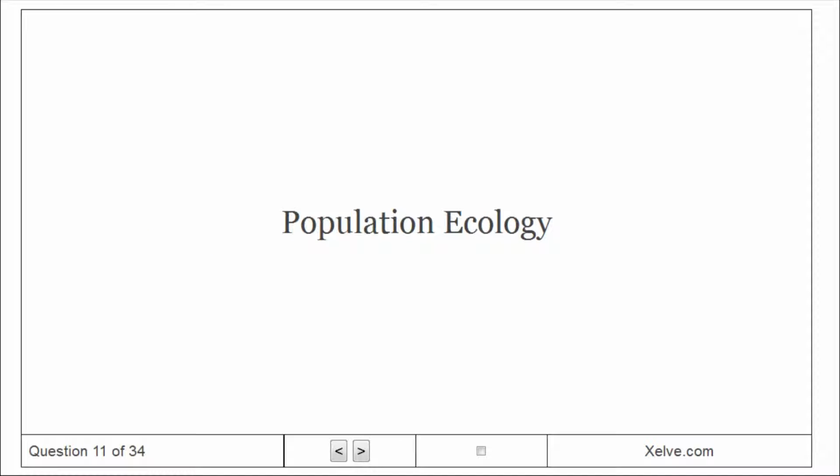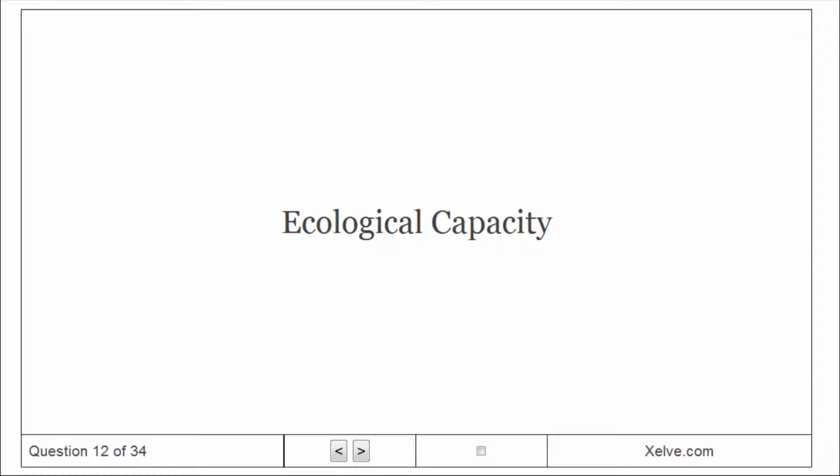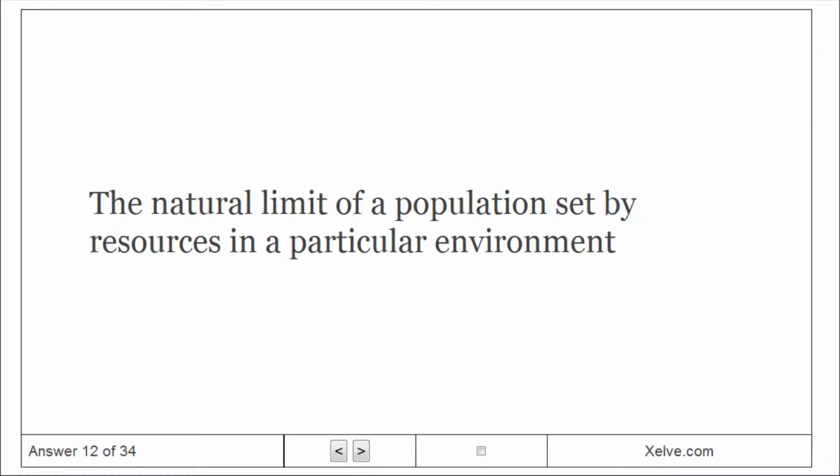Population ecology. The study of populations in relation to their environment, including environmental influences on population density and distribution, age structure, and variations in population size. Ecological capacity. The natural limit of a population set by resources in a particular environment.